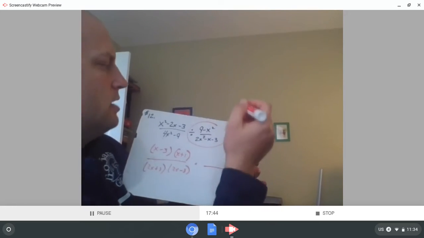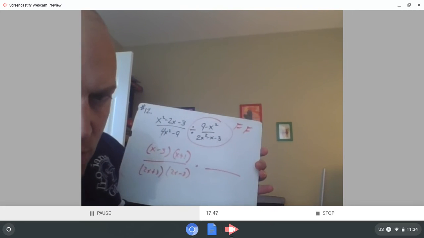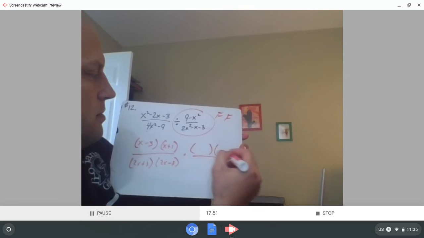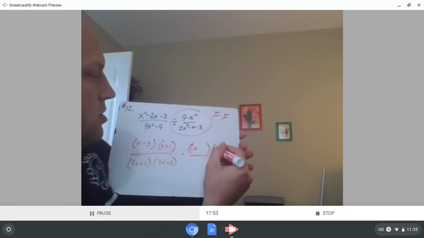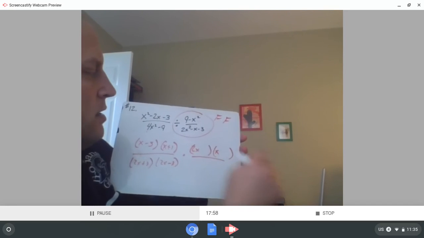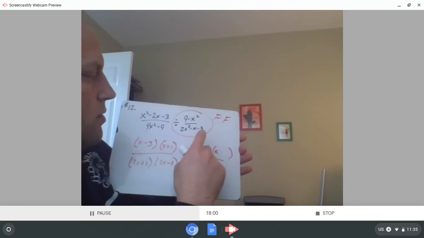Okay. All right. This is where it gets tough. 2x squared minus x minus 3 is in the denominator. Now it's going to be moved to the numerator. Flip it. Okay. So let's factor it. Factors of 2x squared are 2x and x. Factors of -3 could be 3 and 1, 1 and 3.